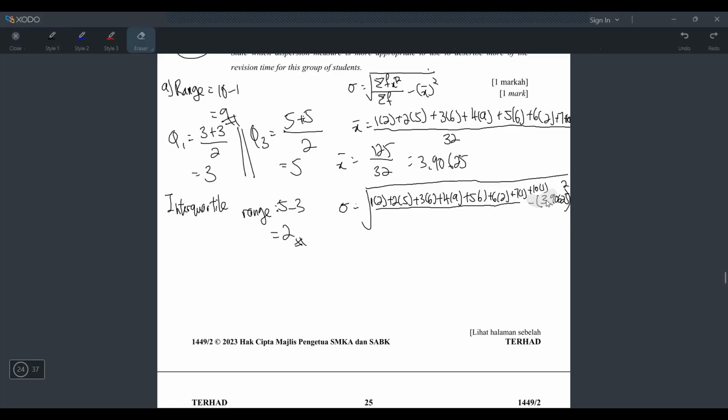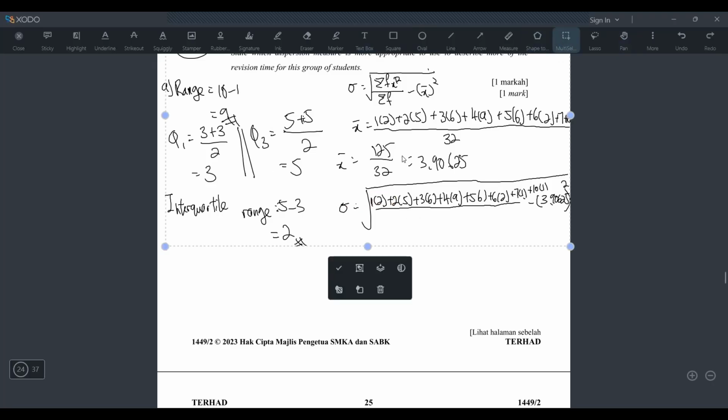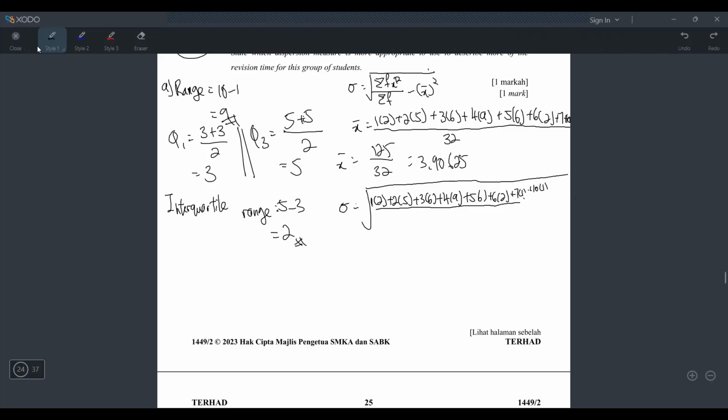This one, not enough space already. Let me do this. Okay, how can I fix this? Let's just erase this first. Okay, so wait. Okay, plus 7 times 1, and then 10 times 1, right? And then over the sum of frequency, which is 32, but you have to add the square. You have to add the square.